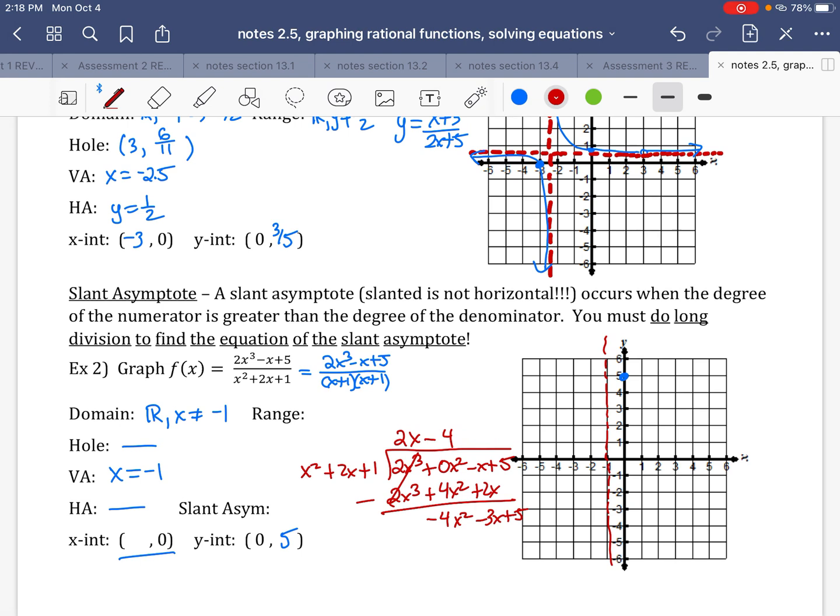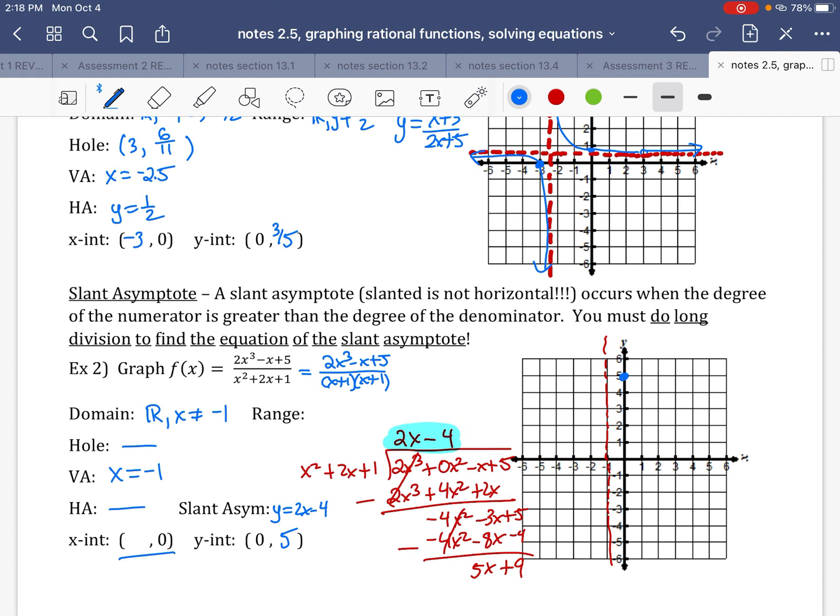Now, to make x squared look like -4x squared, I need a -4. And this is basically all I have to do. When I go ahead and do this, -4x squared, -8x, and -4. I do my line, subtract. I'm not really interested in the remainder. -3 minus -8 would be 5x, plus 9. There's my remainder. But what's happened here is this part right here, this is my slant asymptote. This equation is my slant asymptote, y equals 2x minus 4.